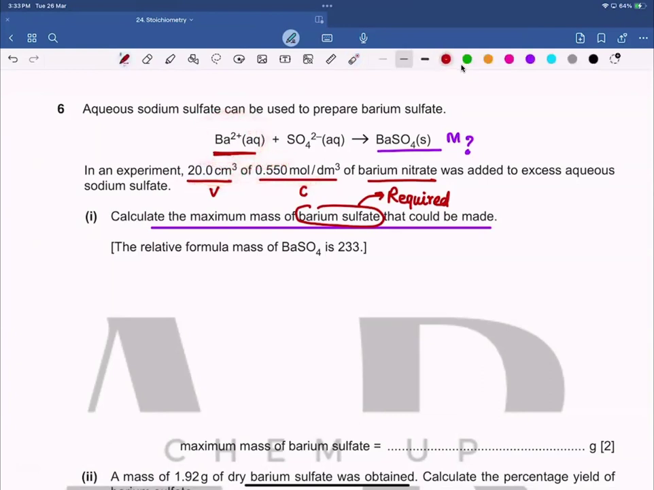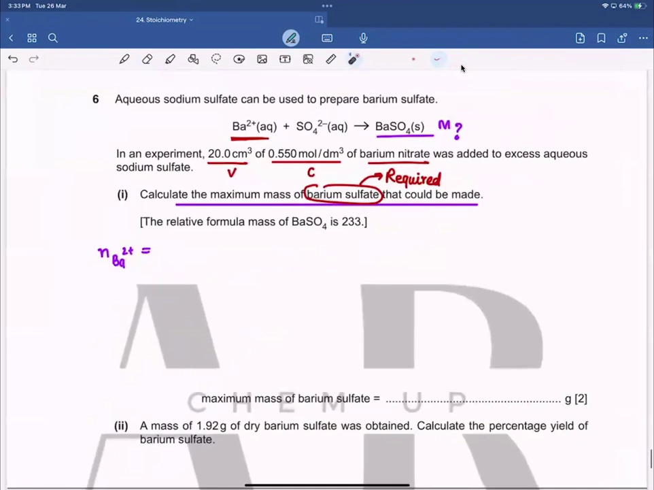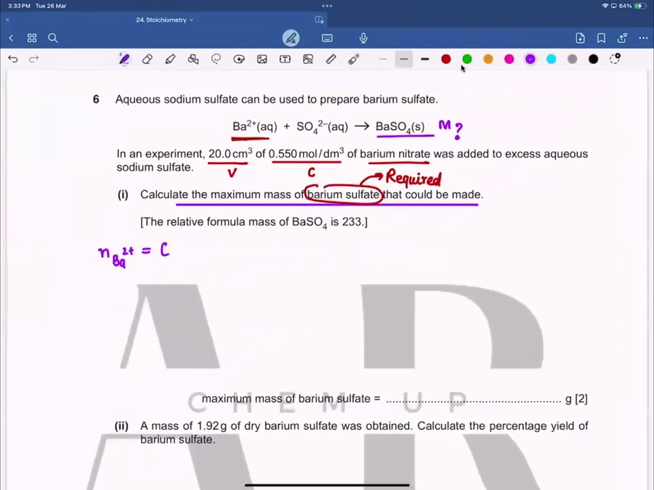Okay, so what I'll do, I will find the moles. How will I find the moles? I am given the volume and the concentration. If you recall, the number of moles equals concentration times volume, and that volume must be in decimeter cube. So the concentration is 0.550 times volume, which is 20 centimeter cube. So I have to divide it by 1000 to convert it into dm cube. Till here, is this clear? Yes, sir. Can anyone tell me the answer, please?